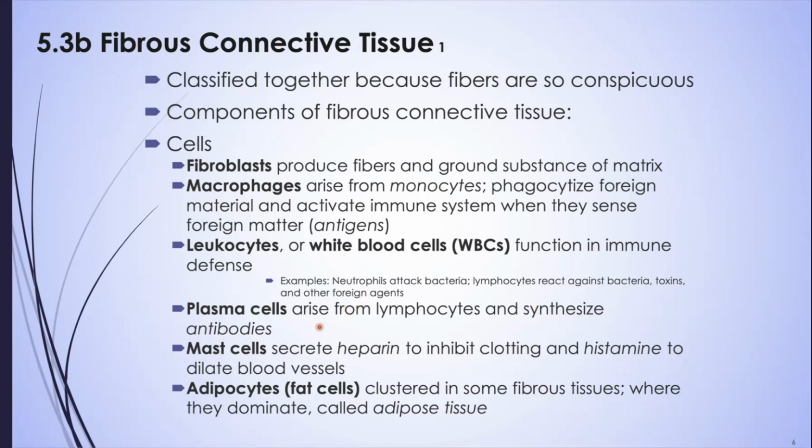So anyway, plasma cells. Plasma cells are going to arise from lymphocytes, and they're going to synthesize antibodies. You're going to find your plasma cells in your blood, okay? That's why when they check your blood plasma, they're really checking what the ratio is going to be, because if you have beyond the normal limits of the ratio, that's an indication that there's an infection.